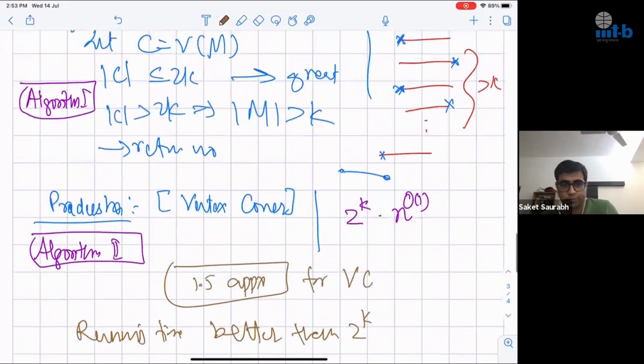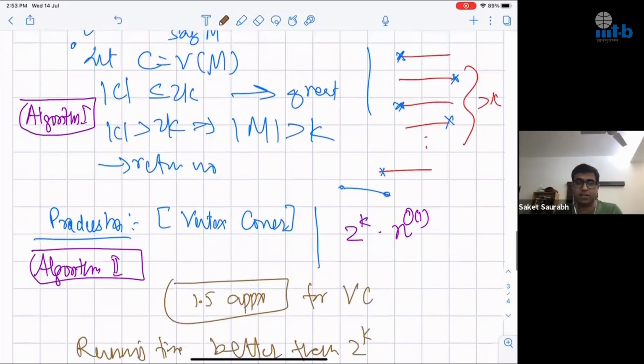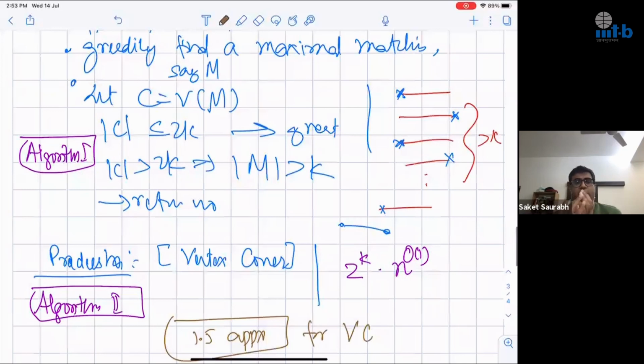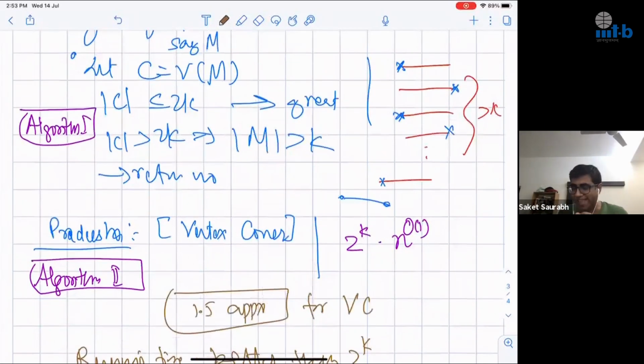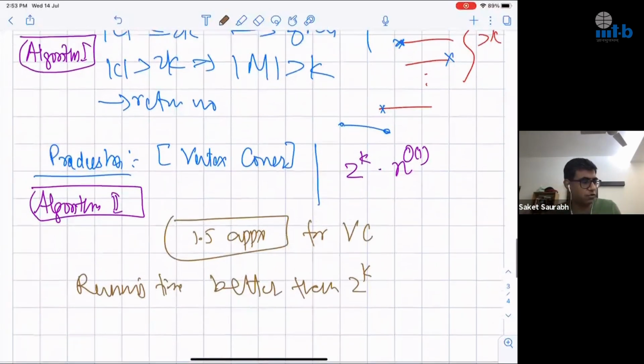We have a simple factor 2 approximation, which greedily finds a maximal matching and returns the endpoints, and that's a factor 2 approximation. I also have an exact algorithm that returns a vertex cover of size at most k in 2 power k running time. Now I would like to combine these two algorithms to design a 1.5 approximation for vertex cover. So any idea how we could go about it?